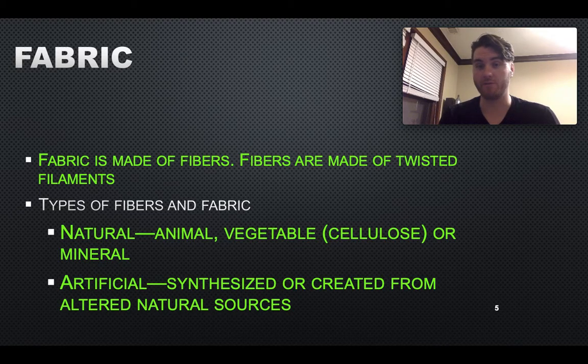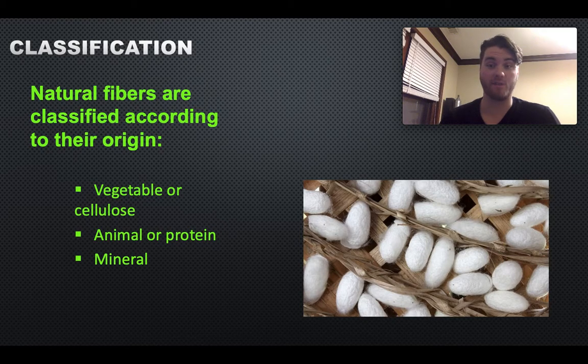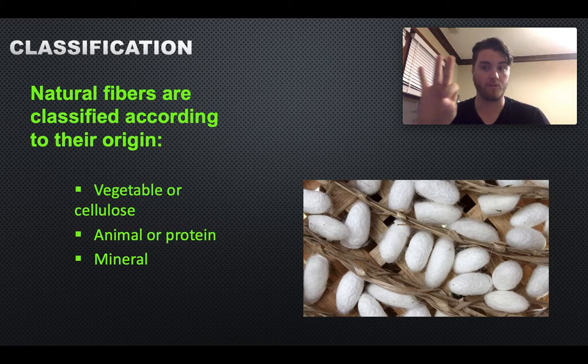Let's start out with natural. Natural fibers are grouped into three types. So you have synthetic, and natural with three different types. Those are vegetable or cellulose fibers, animal fibers, and mineral fibers. And you're like, mineral fibers? What the? Yeah, we'll get there.